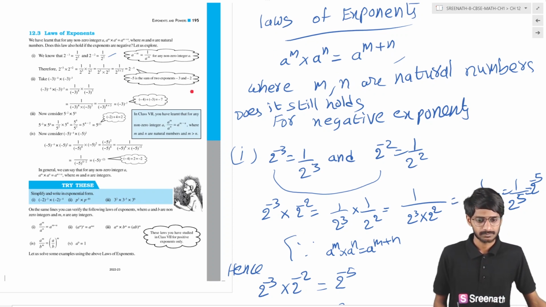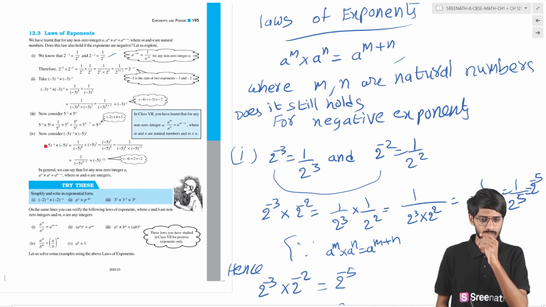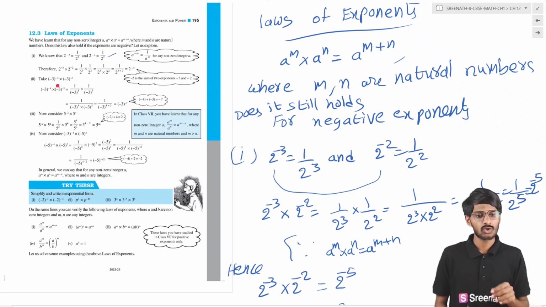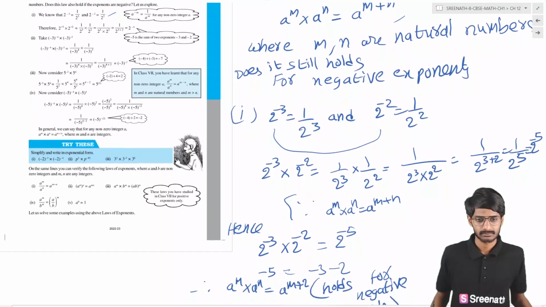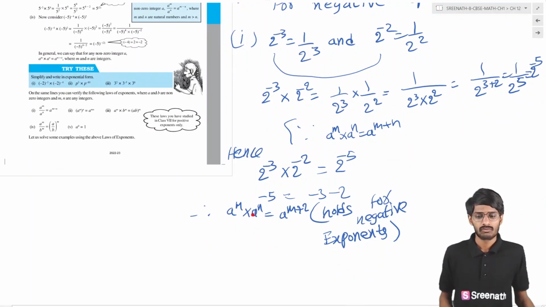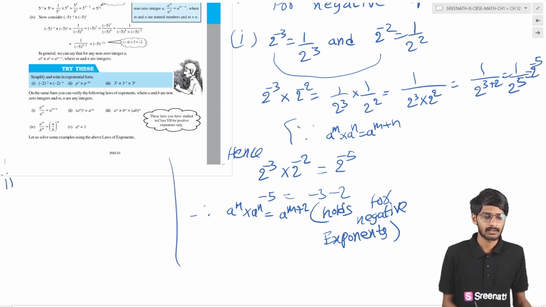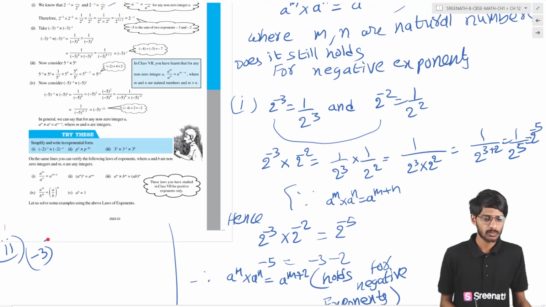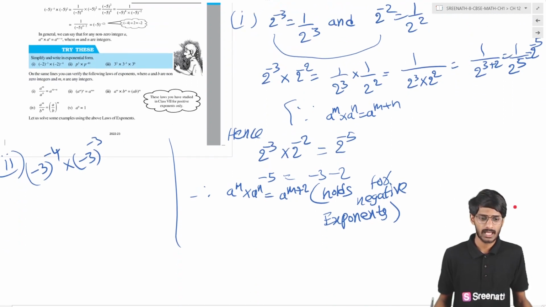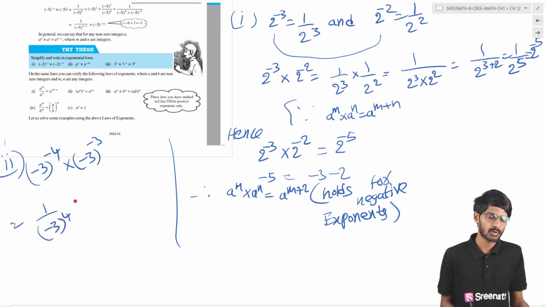Okay, next there is one more thing, students: minus 3 whole to the power of minus 4 into minus 3 whole to the power of minus 3. Now we will do it. From the previous one, our conclusion is that it holds for negative exponents. Now we will do another experiment. We know that any power minus 4 is nothing but 1 by minus 3 whole to the power of 4. The next thing is 1 by minus 3 whole to the power of 3, students.